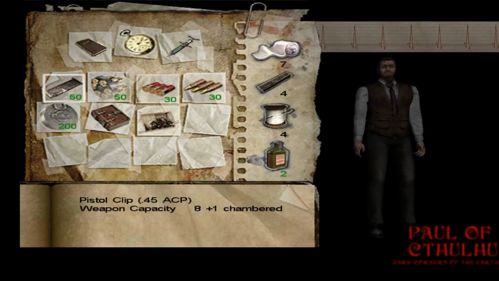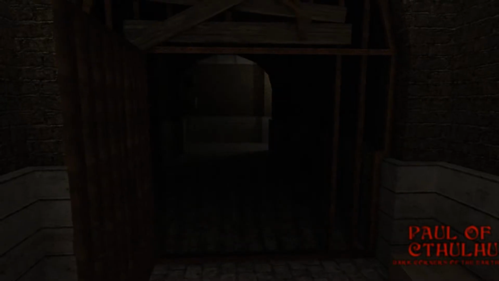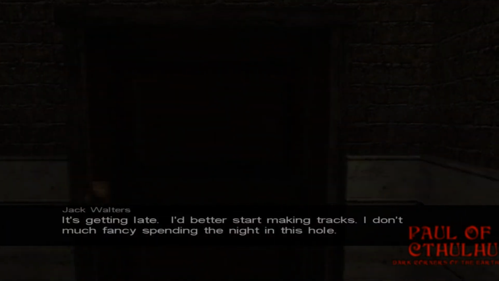How many bullets do I... A lot. To put it bluntly. No, this is the place where I haven't fired my gun a whole bunch of times. Yes, exactly, because it's breaking the game.